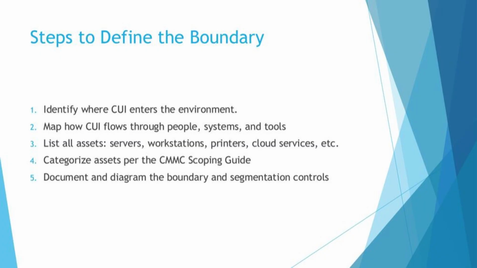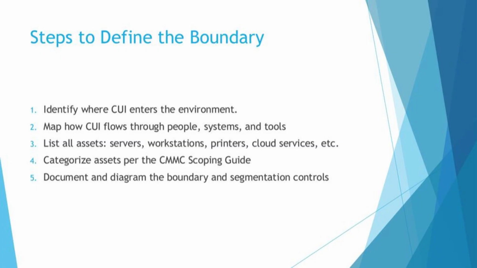And the final step. Step 5. Document and diagram. Pull it all together. Refine your network boundary diagrams. Clearly show the segmentation. Write the justifications in your SSP for why each asset is categorized the way it is. This documentation package is what the assessor works from.